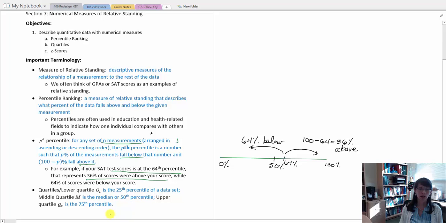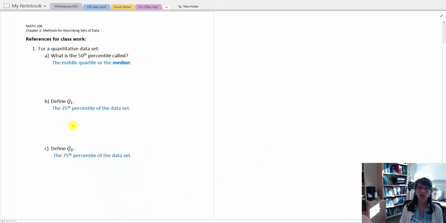Let's look at an example of how this is used. Our first reference for class material, number 1, says for a quantitative data set, what is the 50th percentile called? And you may recall that that is the middle quartile, or known as the median of the data. We often represent this with a capital M on a box plot.